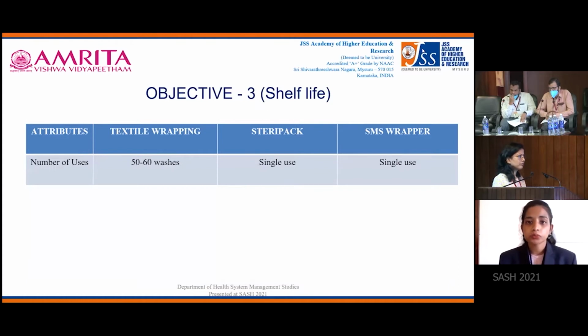And the third objective was shelf life. The number of uses of textile wrapping is 50 to 60 washes on average, whereas Steripack and SMS wrapper are single use.